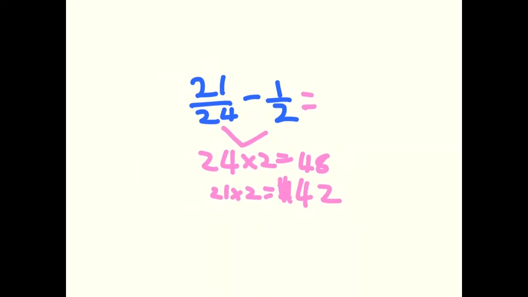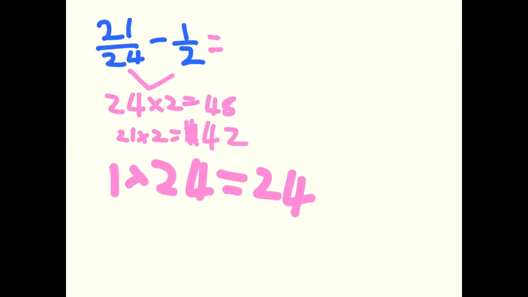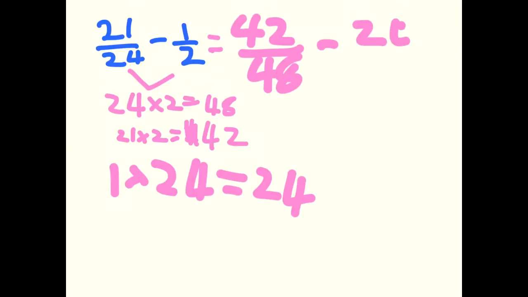24 stays the same. And then 1/2: 2 times 24 equals 48, and 1 times 24 equals 24. So we're going to have 42/48 minus 24/48.